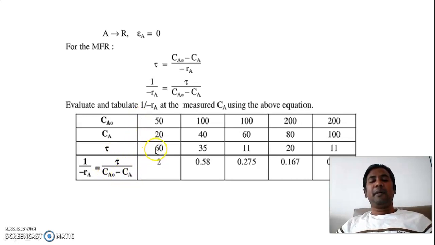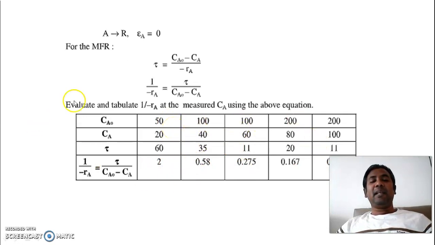You have got the tau value, you have got Ca, you have got the Ca0 value for all the runs. So just substitute these values in this formula for each run, and you will get 1 upon minus Ra for each run. For the first run it is 2, second run it is 0.58, for third it is 0.275, for fourth it is 0.167, and for last it is 0.11. So all these values we have obtained using these input values, right?